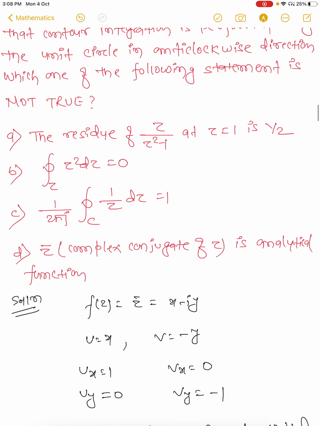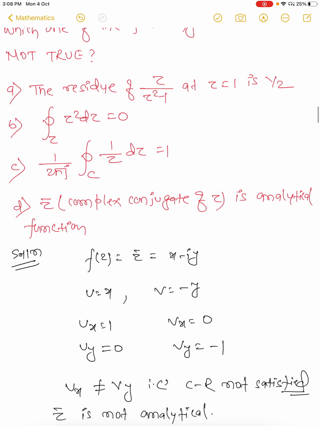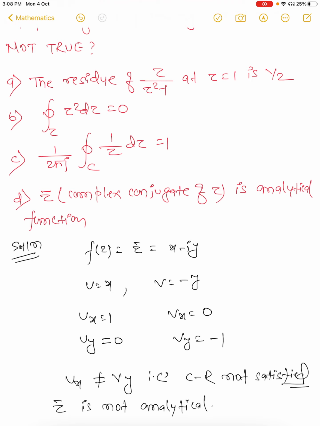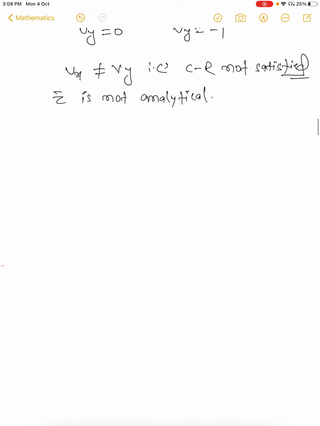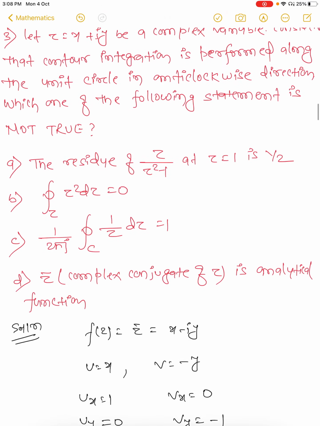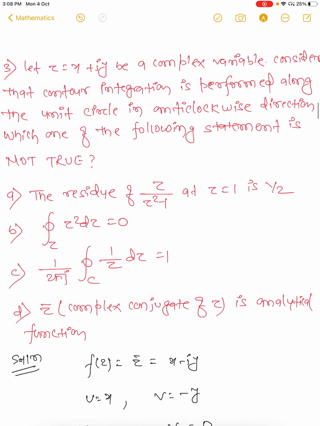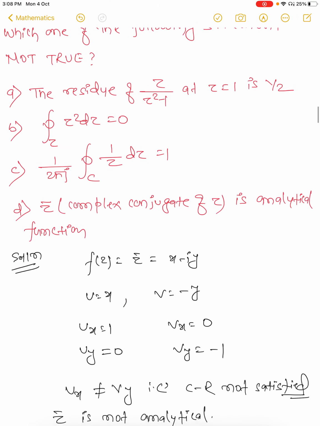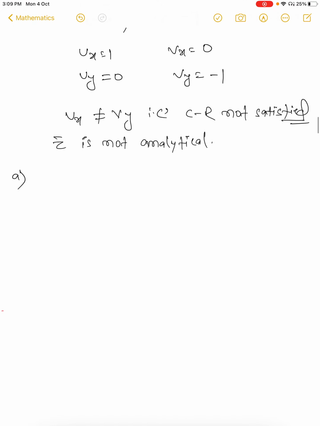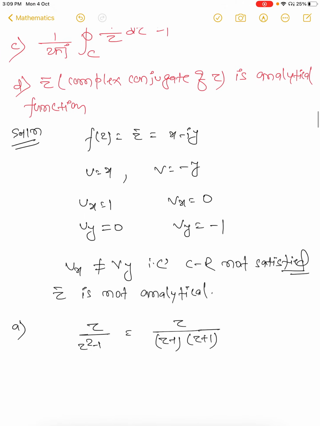For all the options, check it and we can find out whether option D is the right answer. I'm doing option A only, and you can do all the others. So the residue of z upon z squared minus 1, which is z upon (z minus 1)(z plus 1). We have to find the residue at z equals 1.